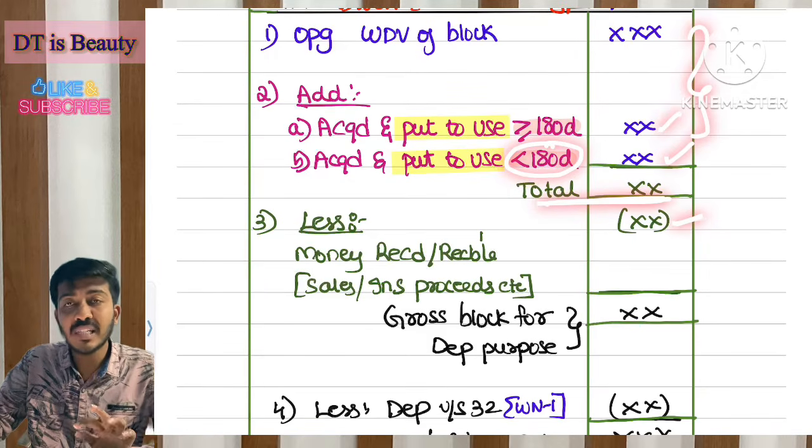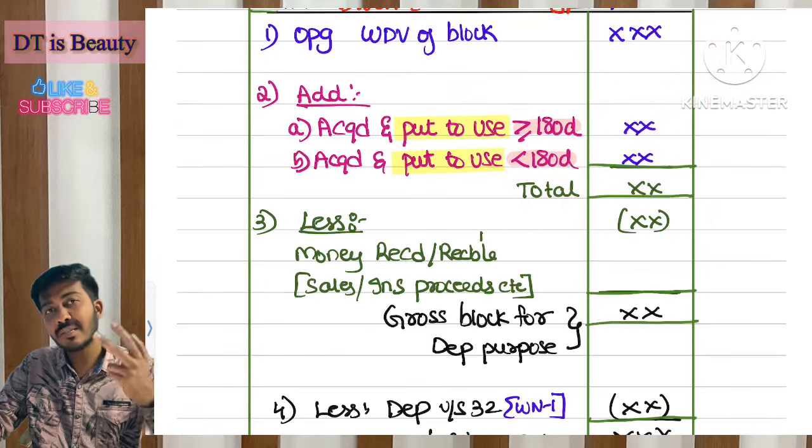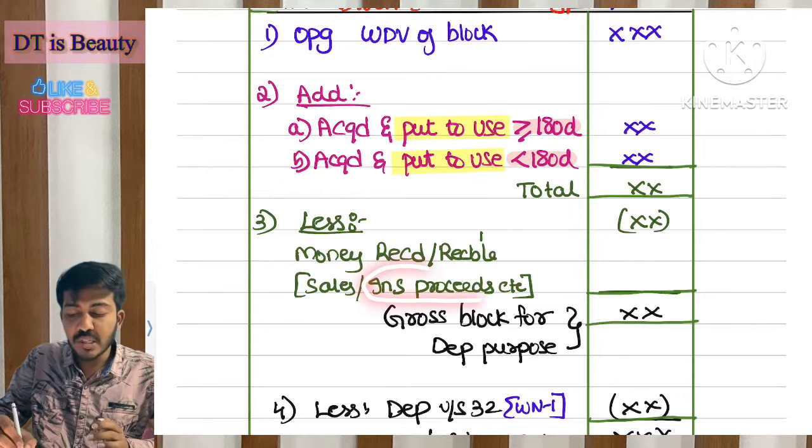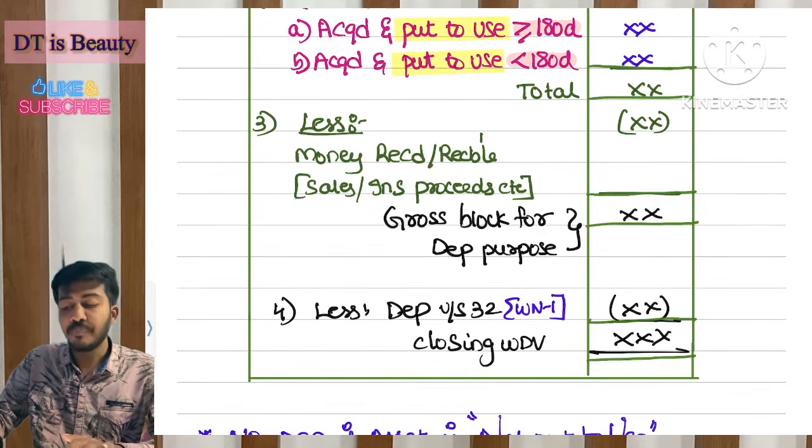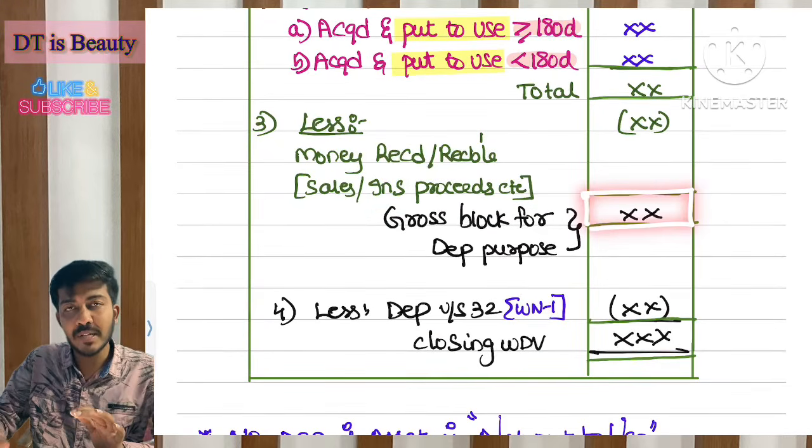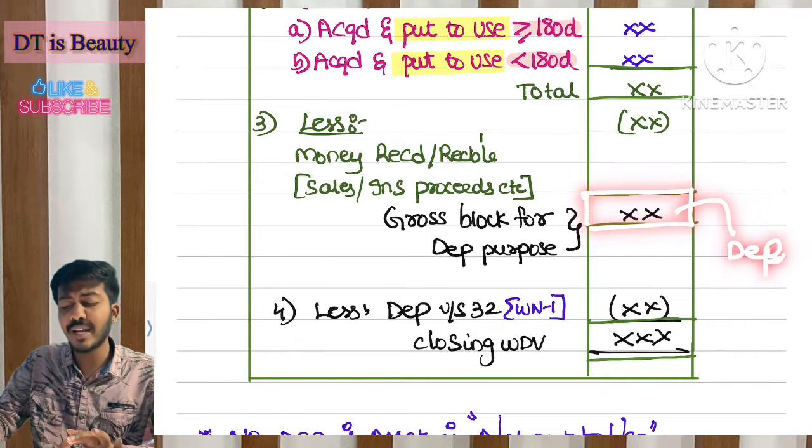From this you should minus any asset you have sold. If your asset is damaged, the insurance proceeds should be minused here, which means you will get a closing block for depreciation purposes, right? On this block only, depreciation should be calculated. How should we calculate, sir?